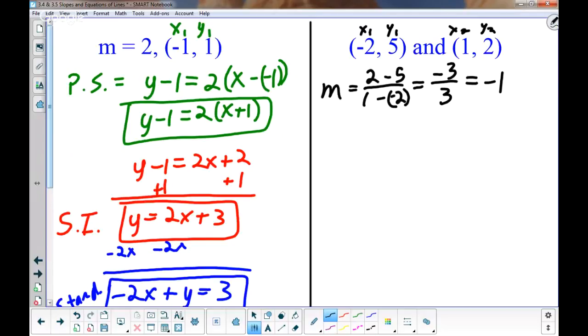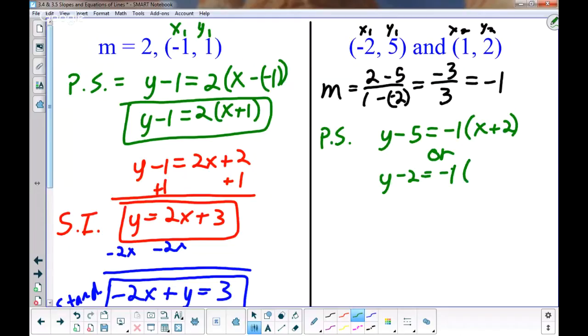And now I can do my point slope and slope intercept. So starting with point slope, I'm going to go y. And now, because you have 2 points, you can choose either point to do it. It won't matter. It'll come out to be the same regardless. So I'm actually going to write both equations, and then I'm only going to work one of them. So we did x1 and y1 as negative 2, 5. We should get y minus 5 equals negative 1 times x plus 2. If you use the other equation, you would get y minus 2 equals negative 1 times x minus 1.